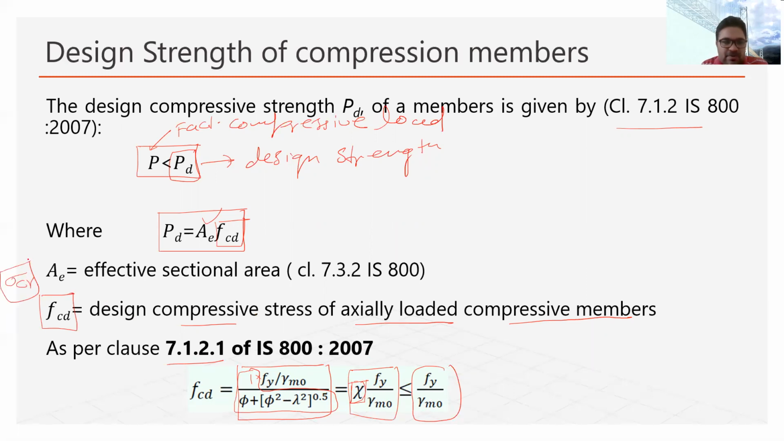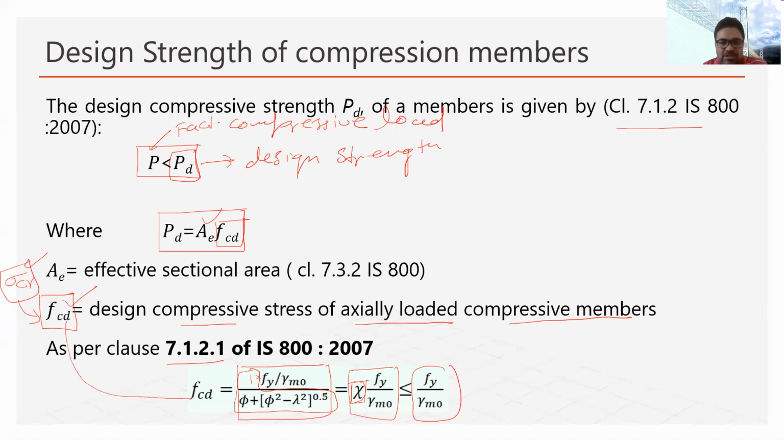Sigma CR was given by Euler, but sigma CR is not applicable here because it was given for an ideal column, though the theory and the approach are the same. So I'm using FCD in place of sigma CR because FCD is for the real column, while sigma CR is for the ideal column. That is why we are using FCD, because we are using the Perry-Robertson theory.